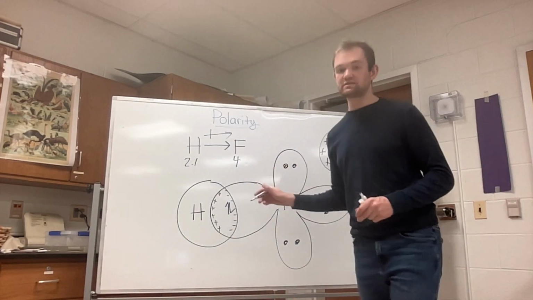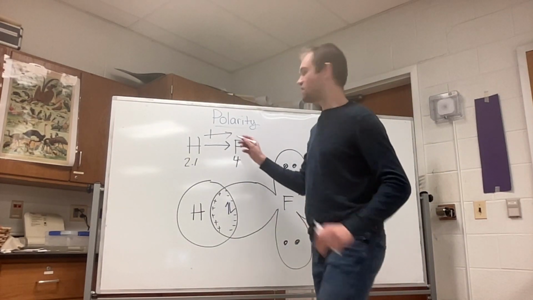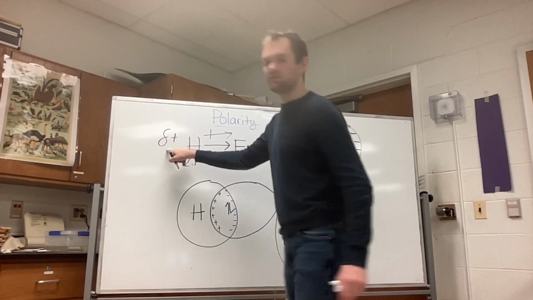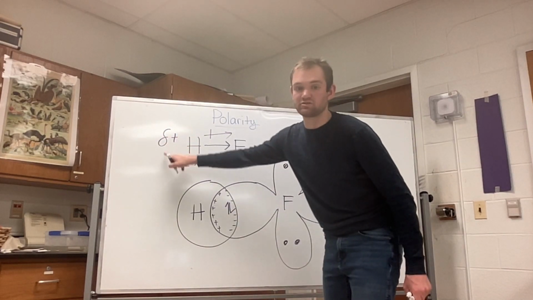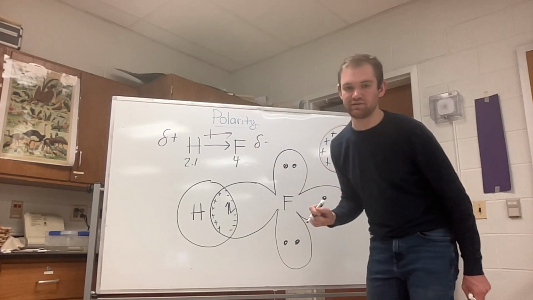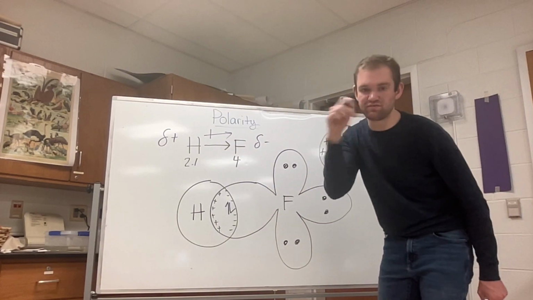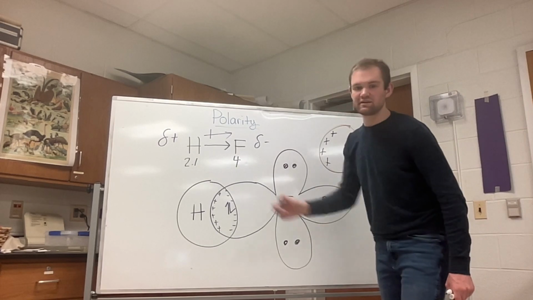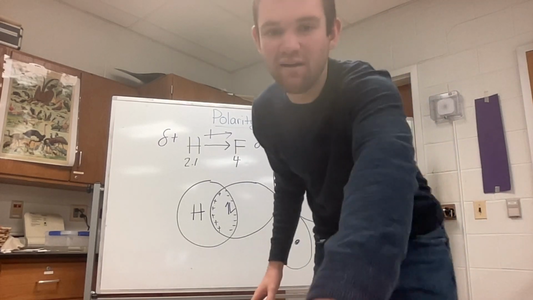So what it looks like with your charges, you have hydrogen being partially positive. This delta refers to partial charge. And then your fluorine is going to be partially negative, delta negative. That little swirly d is the delta sign. All right? So there you have it. That's polarity.